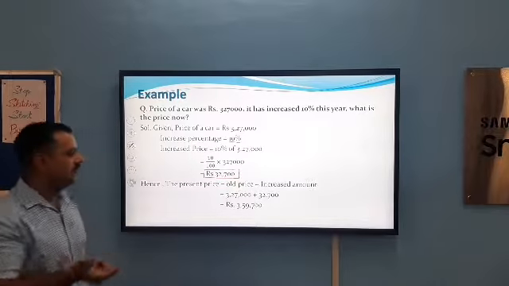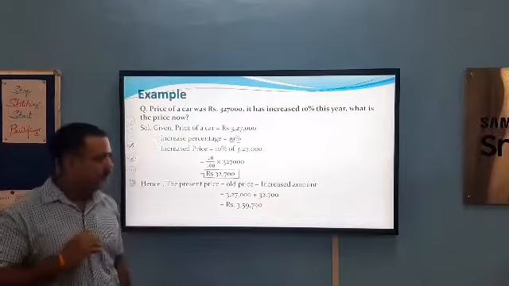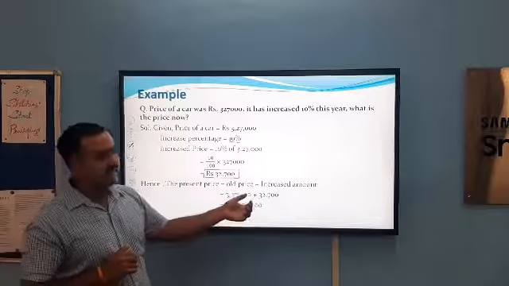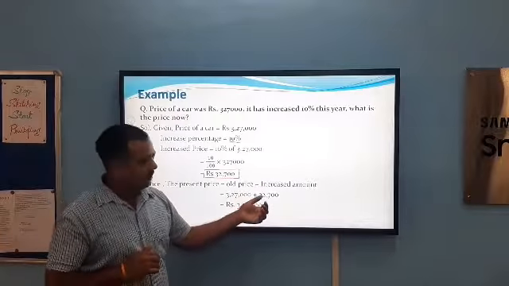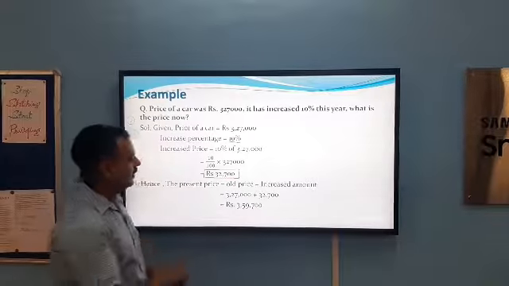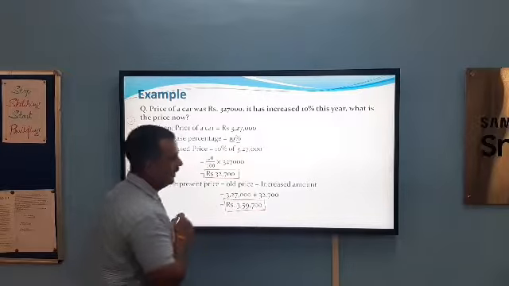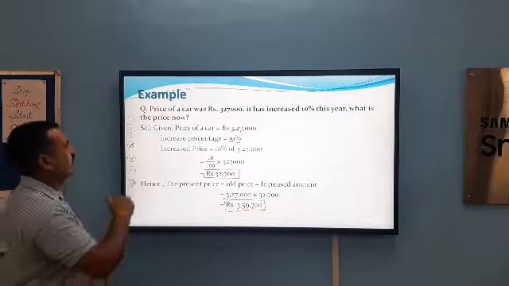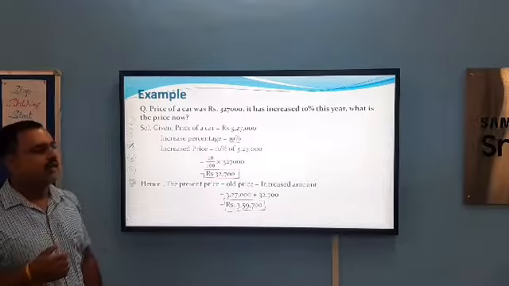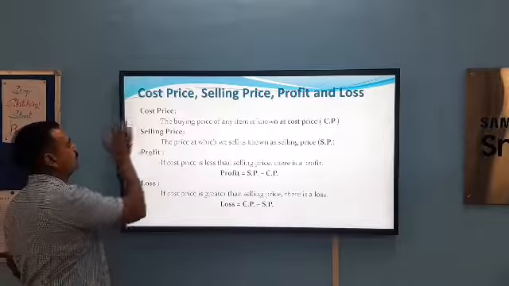Now the new price of the car is old price plus increased amount. So 3,27,000 plus 32,700 becomes 3,59,700. This is the new price of the car. In this way we solve the problems related to increase or decrease by percentage.